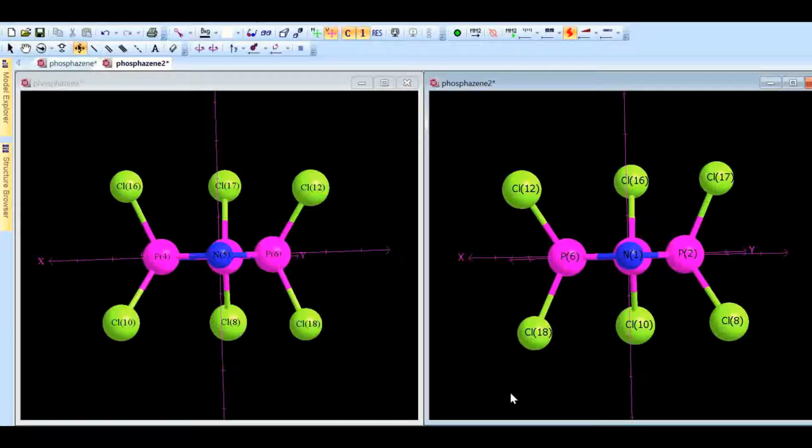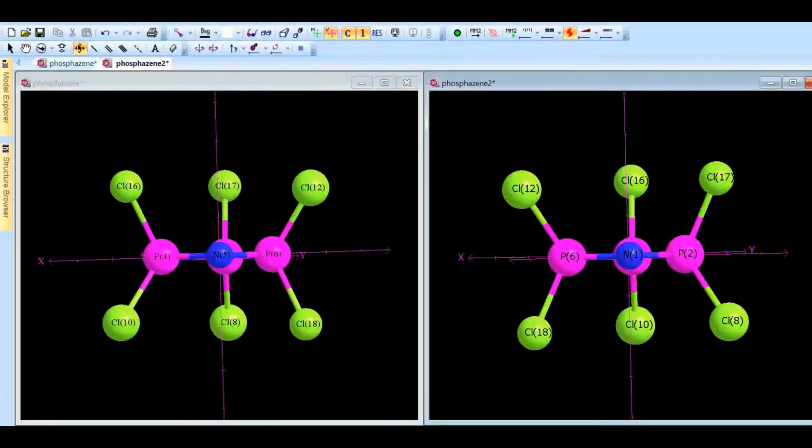After that, we have to perform the sigma h. Sigma h means reflection through this plane, the XY plane. So I am now reflecting this molecule through the XY plane, and there you will see that the positions of the chlorine atoms will be interchanged. Upon reflection, the Cl2 will come to Cl8 and Cl8 will come to Cl2. The same thing will happen to these two chlorine atoms, and the same to this. Whereas the phosphorus and the nitrogen atoms will remain there only.